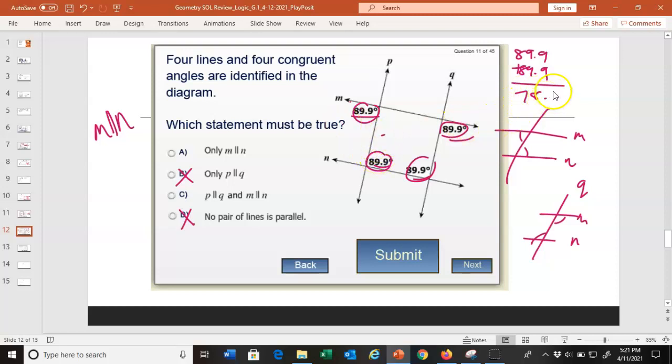So this is a very tricky question. You wouldn't round up to 90 because they gave you that decimal place. So they do not equal 180, so P is not parallel to Q. So it is A.